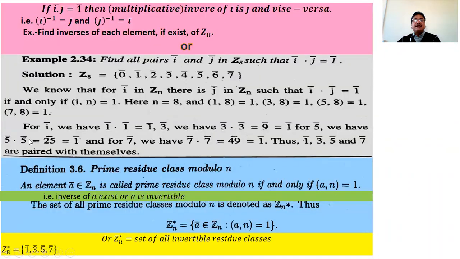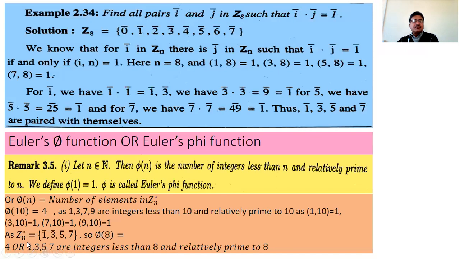This Z8 is the set of all residue classes modulo 8, and Z8 star is the set of prime residue classes modulo 8. And so in Z8, here Z8 star is this, so phi 8 is 4. Or we can also find it by using this definition: for phi 8, 1, 3, 5, 7 are integers less than 8 and relatively prime to 8.